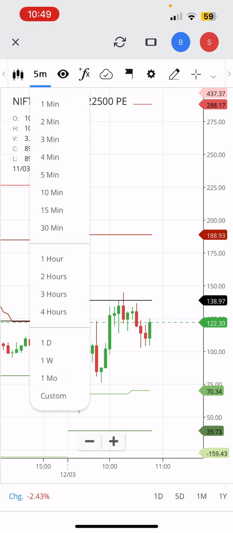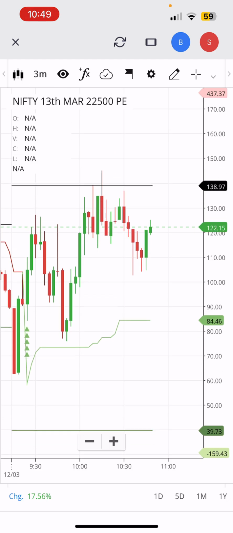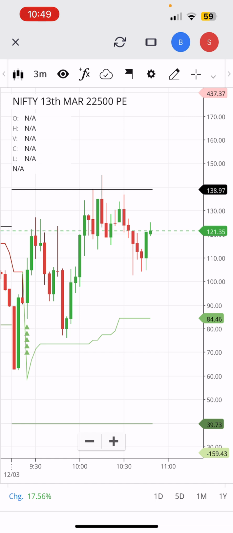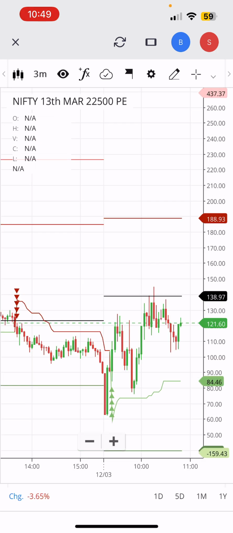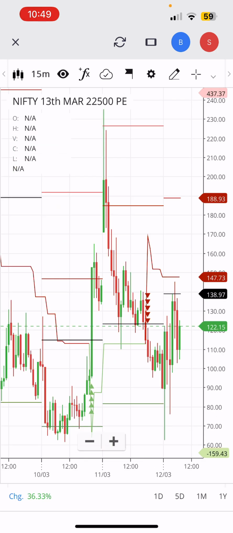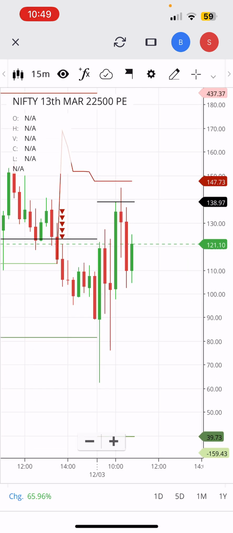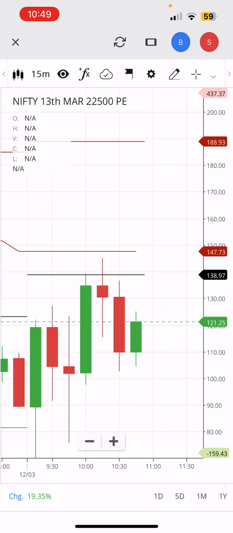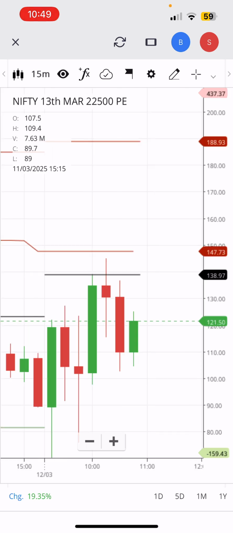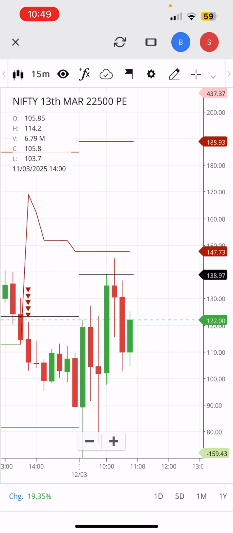Now it is in a 5-minute range. Let me change to 3 minutes. In 3 minutes it is a little far. So 138.97 I need to see. Once it is holding that position, then I will take the entry. My first target is around, now I'll change to 15 minutes to see the quick upside target. 138.97 is crossing. My immediate resistance, which is your super trend resistance at the bottom, is 147.